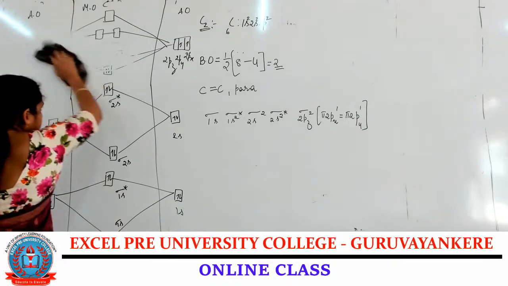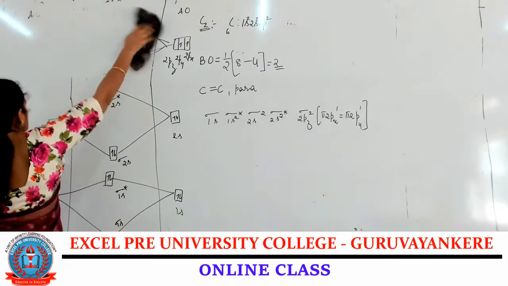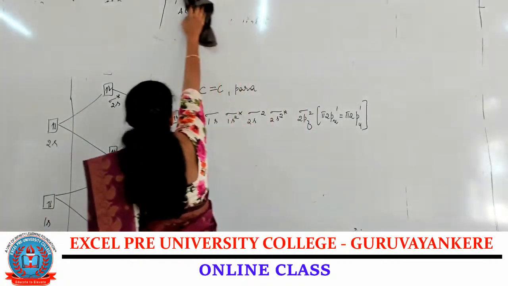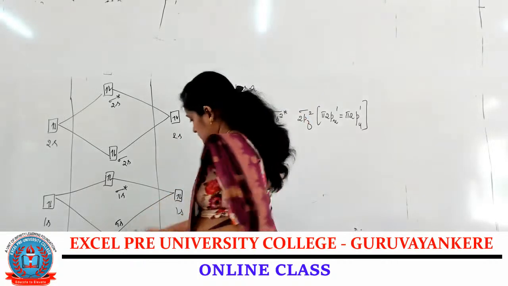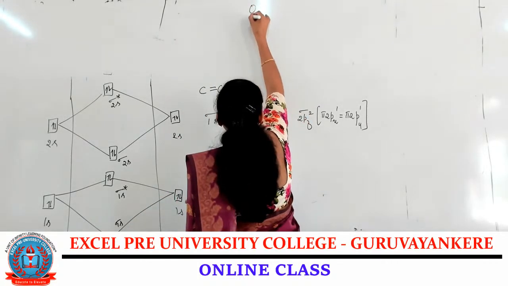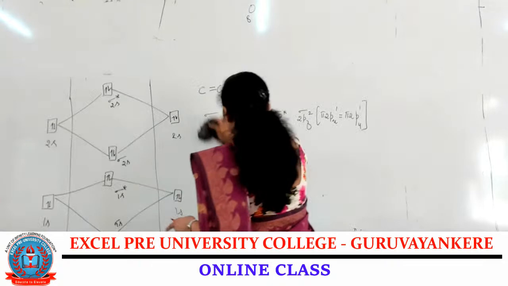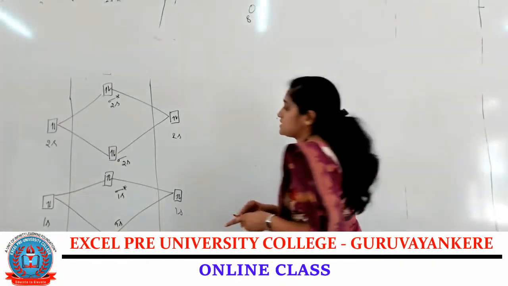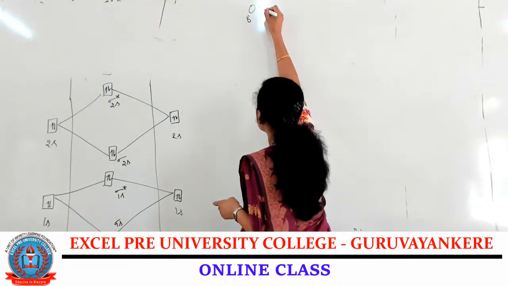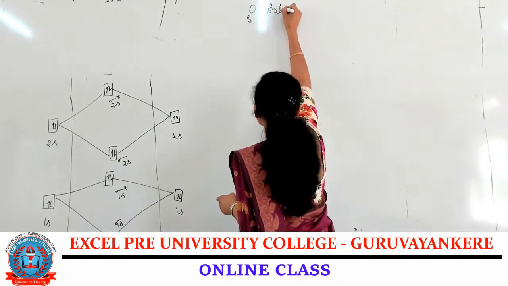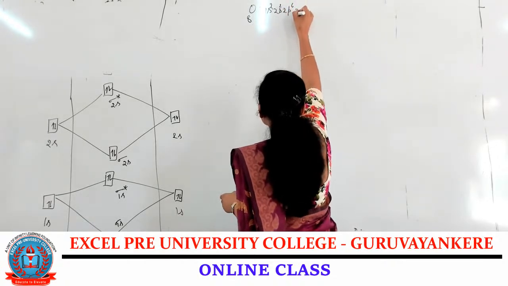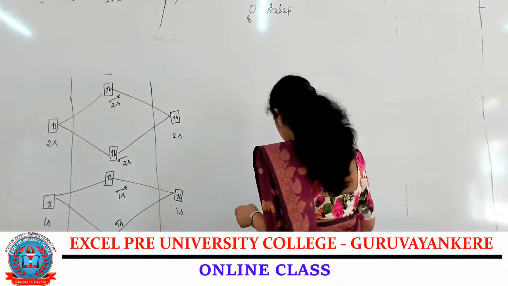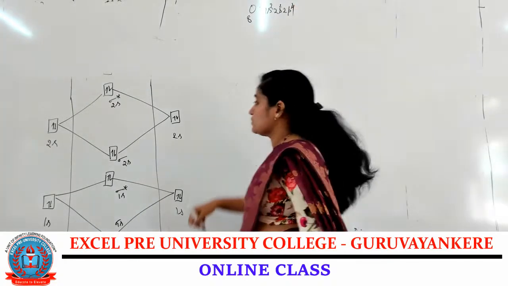oxygen molecule, O2. This one only you need to change, isn't it? Atomic number of the oxygen is how much? Atomic number of the oxygen is 8. Electronic configuration becomes 1s2, 2s2, 2p4.